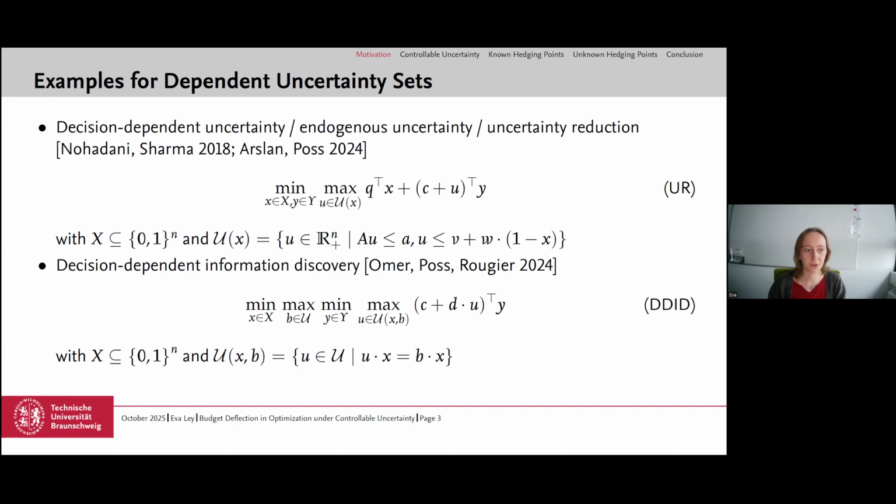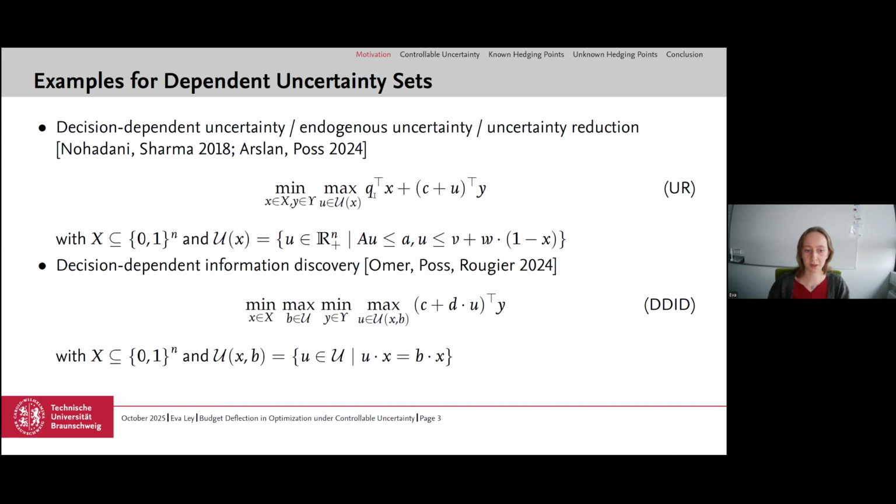As a first example, I've got here decision-dependent uncertainty, also called endogenous uncertainty or uncertainty reduction in robust optimization, where we have some choice X, which is often assumed to be binary, and with which we can reduce some upper bound on the uncertainty U, and at the same time solve our robust optimization problem. Here and in subsequent slides, you should understand this dot as element-wise product. So we have element-wise upper bounds here that we can reduce if we set the according X to 1, but then we might have some costs for this query.